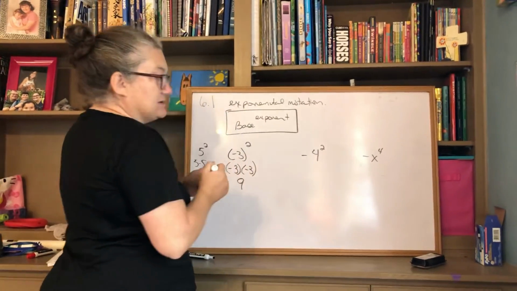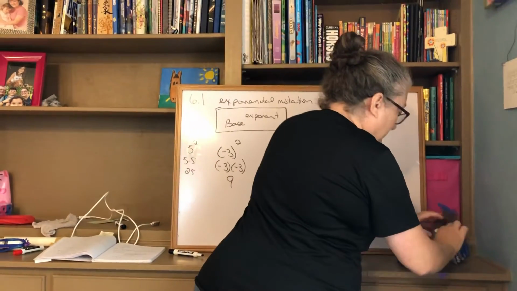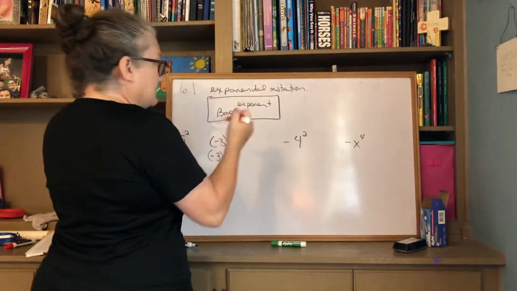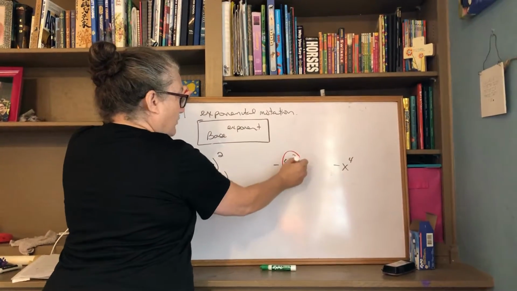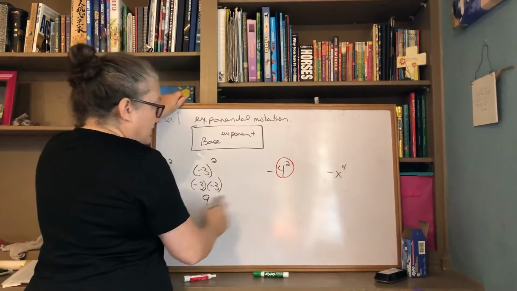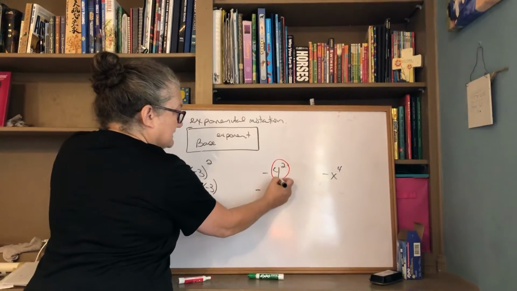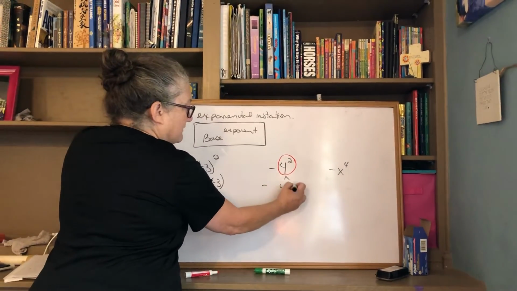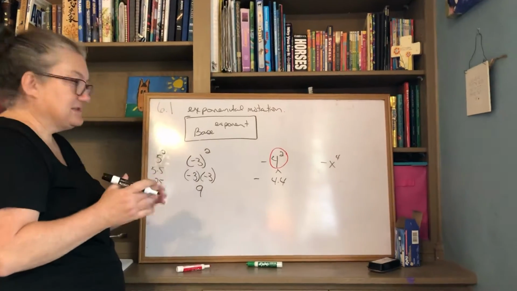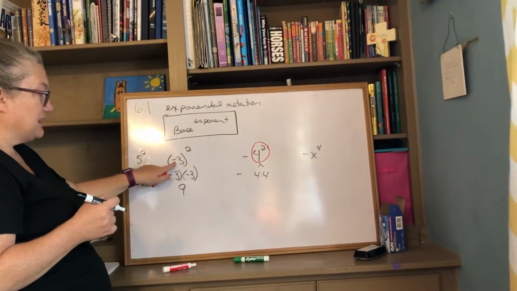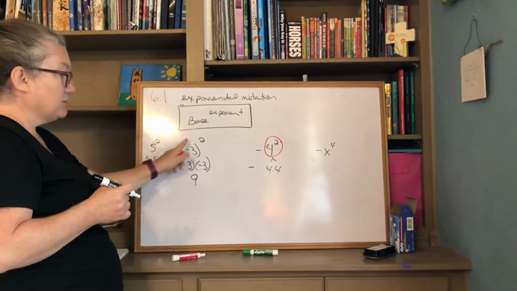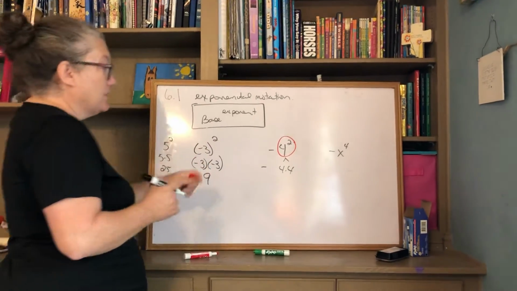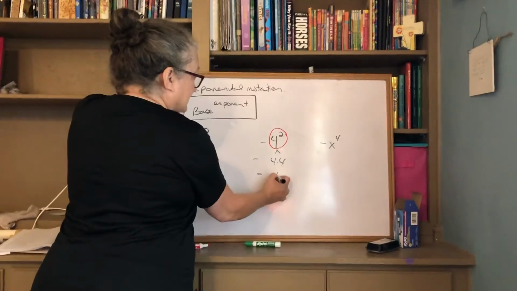Oh, that marker is dead. Here's a red. The only thing that's being squared is the 4. The negative is not. The negative just hangs out front here, and this tells me that I have 4 times 4 because there's not a parentheses. For the negative sign to be included, it has to be included in a parentheses or a grouping symbol. So this would just be -16.